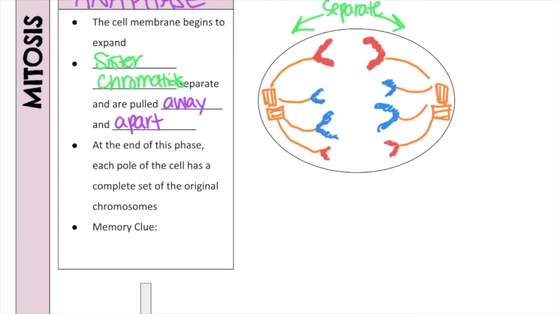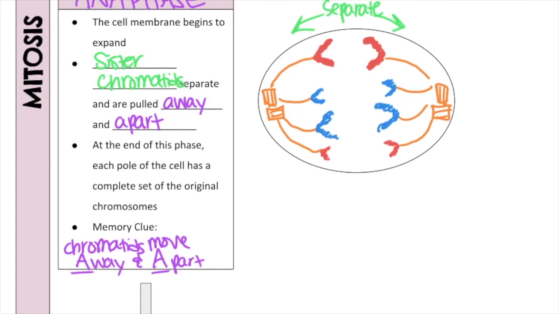The memory clue I use for anaphase is that during anaphase, the chromatids, emphasizing, move away and apart during anaphase because they all start with A. So that's one memory clue you can use.